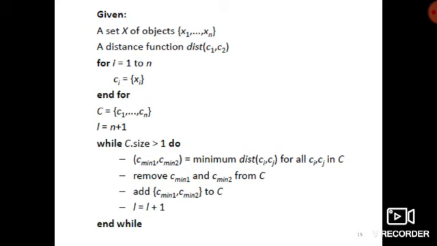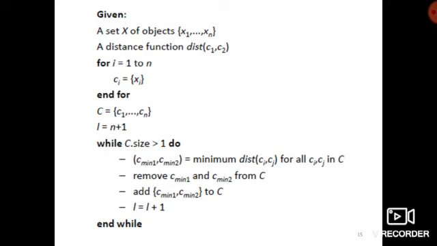Now in this algorithm, we start with a set of n objects, x1, x2, up to xn. Here, to measure the distance between two clusters, we are using a distance function. The distance function is denoted by dist(c1, c2), where c1 and c2 represent two different clusters. Now start with the collection C with n singleton clusters.